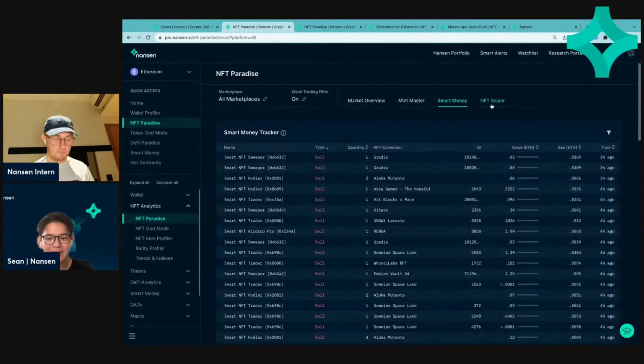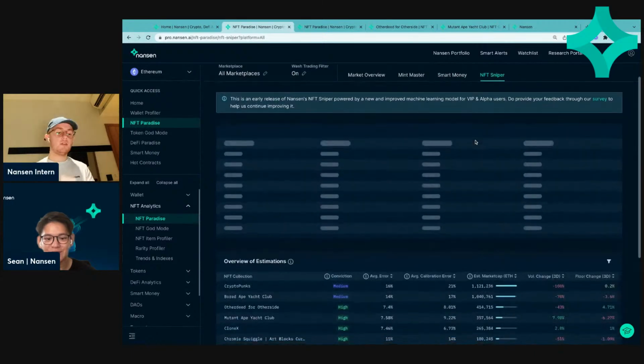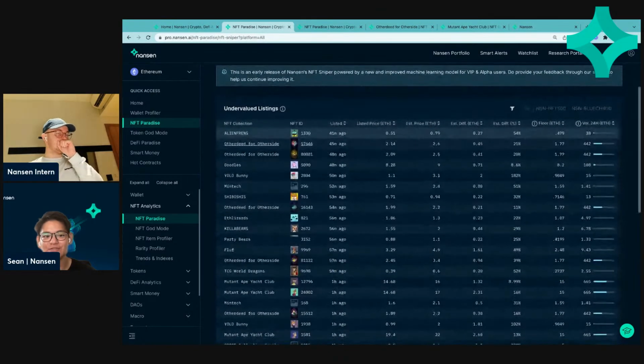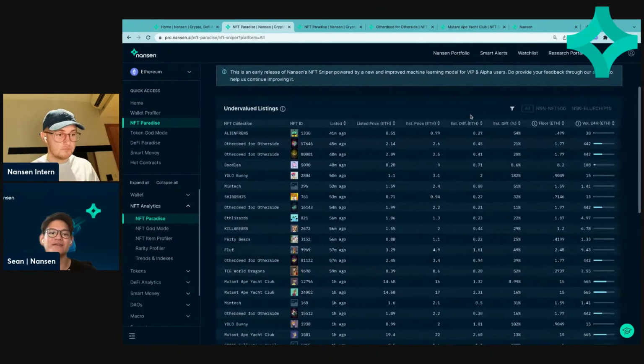So the next one is NFT Sniper, which is a pretty huge launch for us. So right now, NFT Sniper still sits as an early release for Nansen users. And we are looking to launch this to standard. So no promises yet, but we are analyzing how this tool is doing. We're getting feedback from VIP and alpha users to continue improving on this.